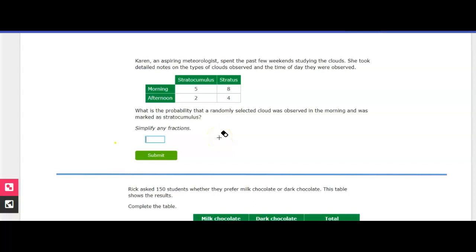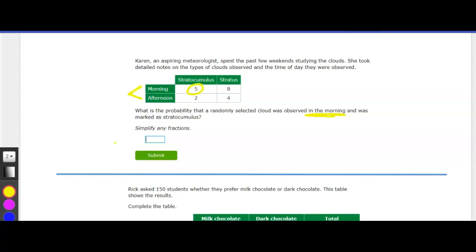stratocumulus? So some things you need to know. That word probability, guys, it's really just what percent, because probability is a fraction, okay? And it just wants us to simplify those fractions instead of making them a percentage. So I'll work this one out with you. So randomly selected cloud in the morning, so we're looking at the mornings, because we have mornings and afternoons up here in our chart, and it wants to know that it was a stratocumulus.